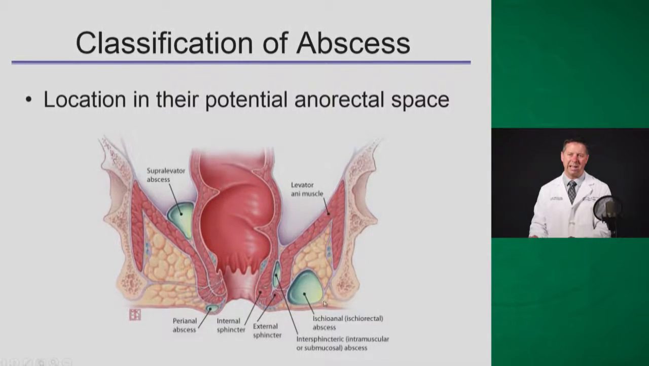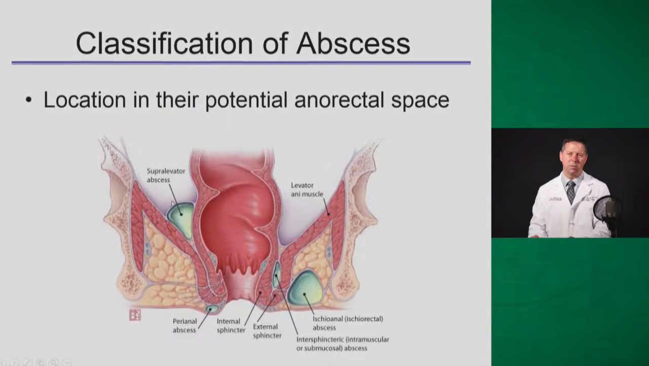An ischiorectal abscess is outside of the sphincter complex and is really out in that ischiorectal fat. A perianal abscess is also in that fat, but it's really right next to the anus itself. Intersphincteric is between the internal and external sphincter muscles. Remember, our external sphincter is a continuation of the pelvic floor. The internal sphincter is really a continuation of the internal muscle layers of the rectum. This intersphincteric abscess lies right between those two muscle layers.